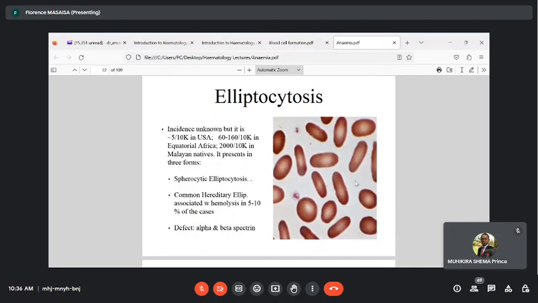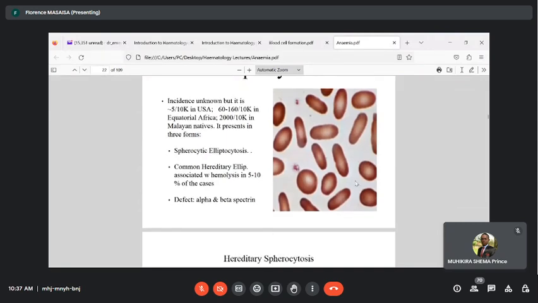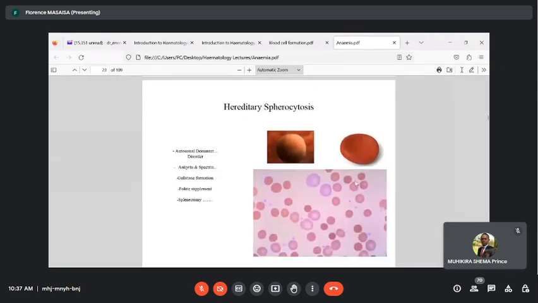So patients will have hemolytic anemia due to elliptocytosis, just because the membrane cannot resist for the 120 days; they are destroyed earlier. The incidence is not known, but it is around 5 in 10,000 population in the US. In Africa we have 2,000 per 10,000. We may have spherocytic elliptocytosis. We can also have common elliptocytosis. Then we also have defects in the membrane. We have also hereditary spherocytosis.